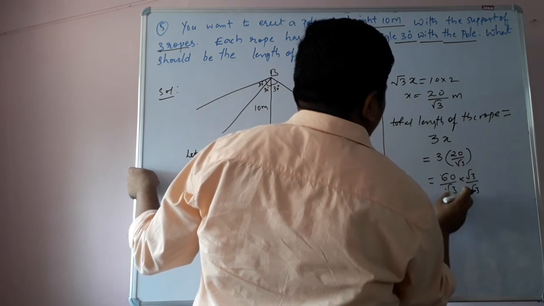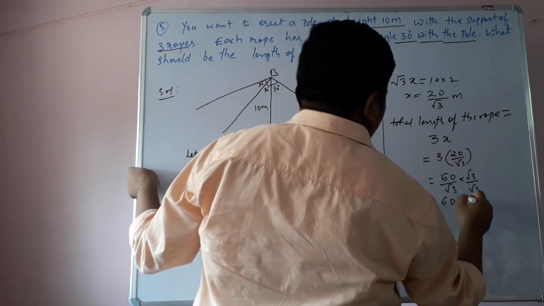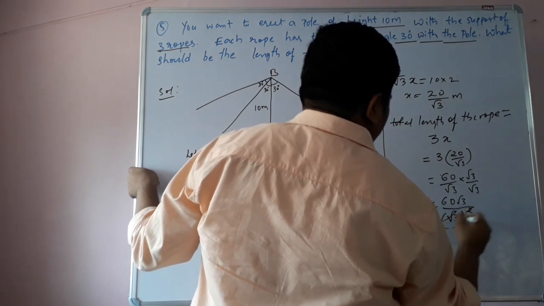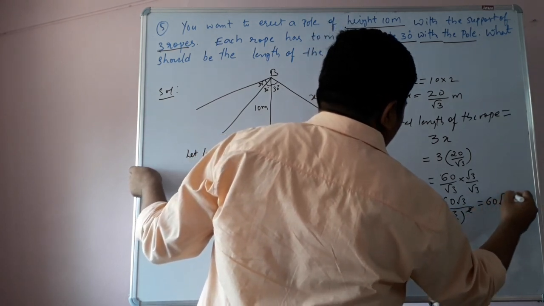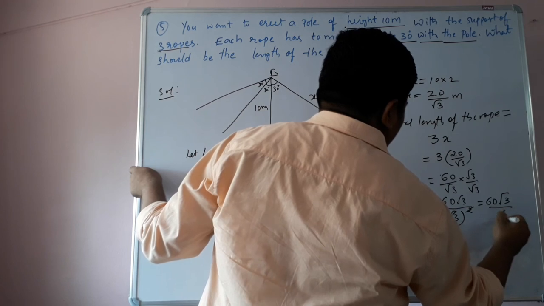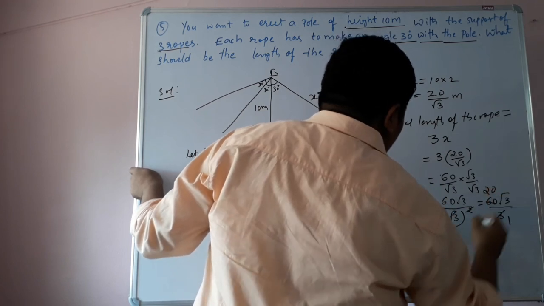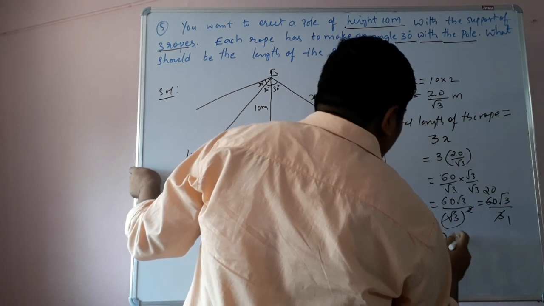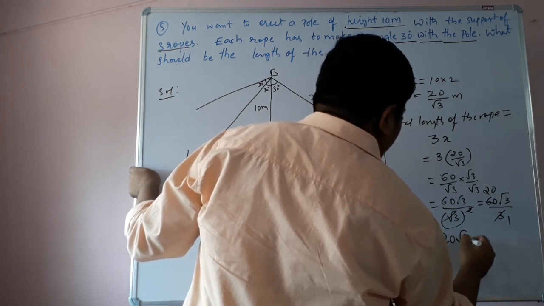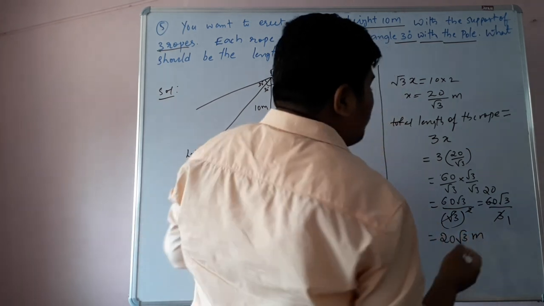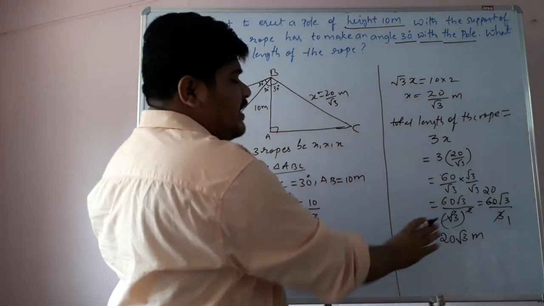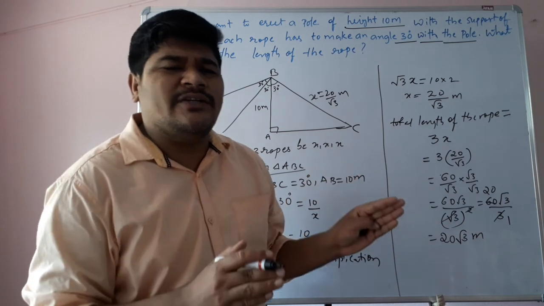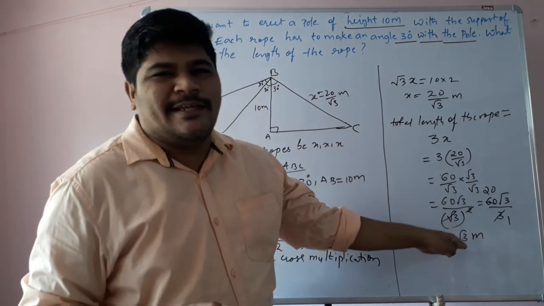We are rationalizing the denominator. That is 60 root 3 by root 3 square. Square root cancelled. 60 root 3 by 3. 3 twenties are 60. So students, what is the total length of the rope then? 20 root 3 meters. If you want more, you can go further: root 3 value is 1.732, you can substitute here and multiply.